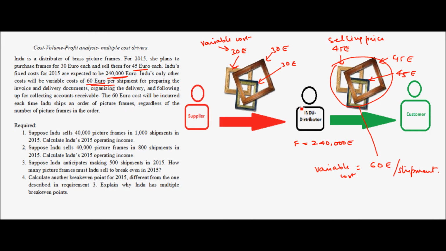And this is because Indu has to keep employees who are going to prepare the invoice and delivery documents, organize the delivery, and follow up for accounts receivable. So there is a cost associated with the distribution, and that is bundled per shipment, and that is given to us as 60 euro. Now with this information provided to us, we have to find out the operating income and the break even for Indu. So let's see how we can find out this information.